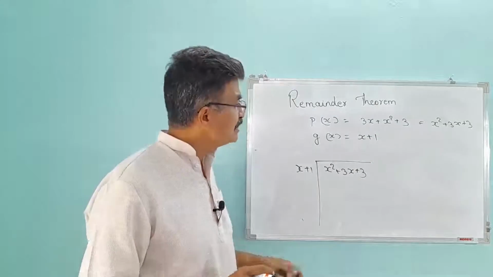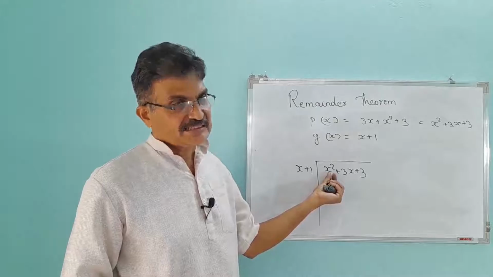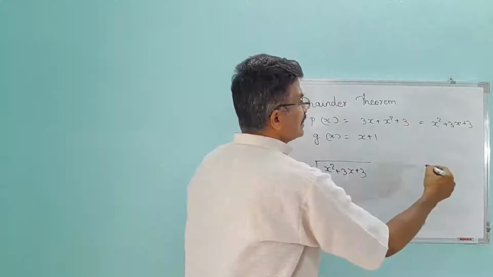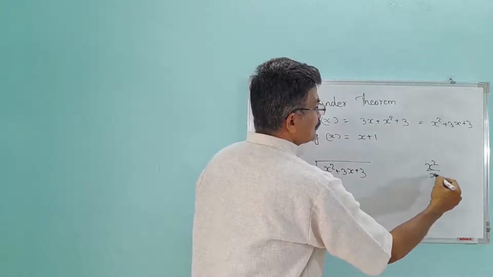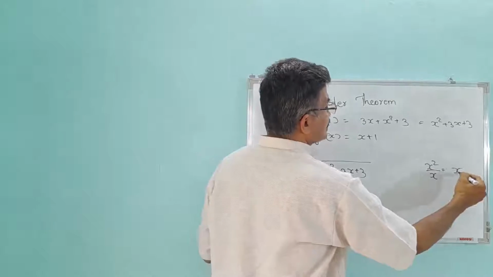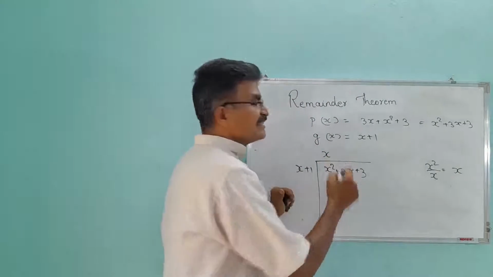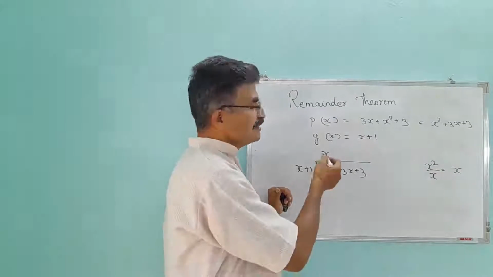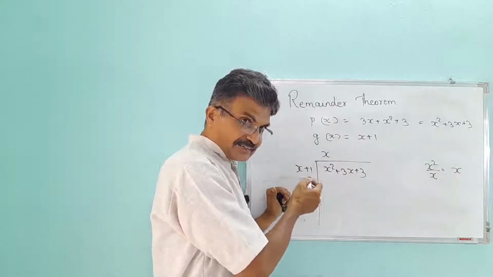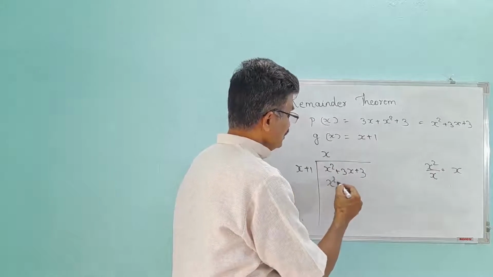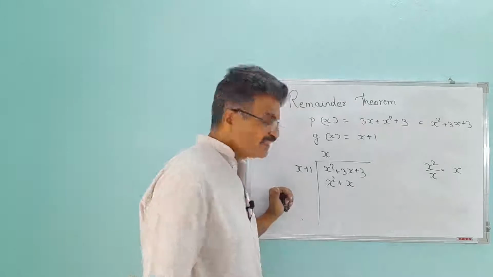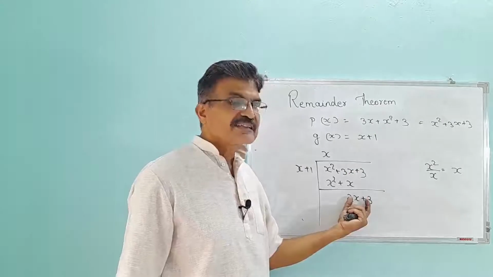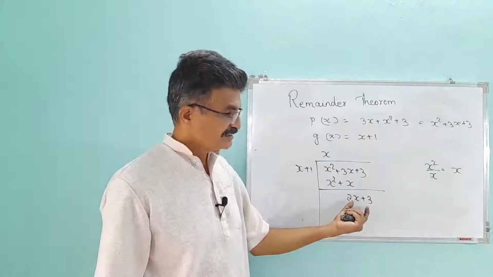Then take the first term of the dividend, which is this one, and divide it by the first term of the divisor. This x is the first term of the quotient. Then multiply this term with every term of the divisor, that is x square plus x. Do the subtraction. X square will cancel, and the remainder becomes the new dividend.